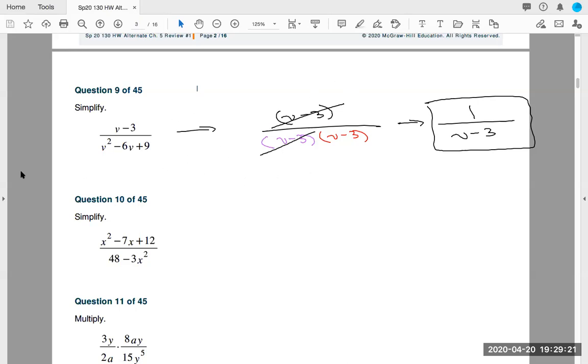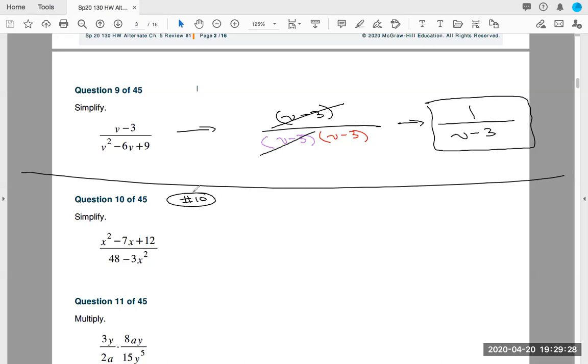All right, number 10. You could also use the AC method for the top here.